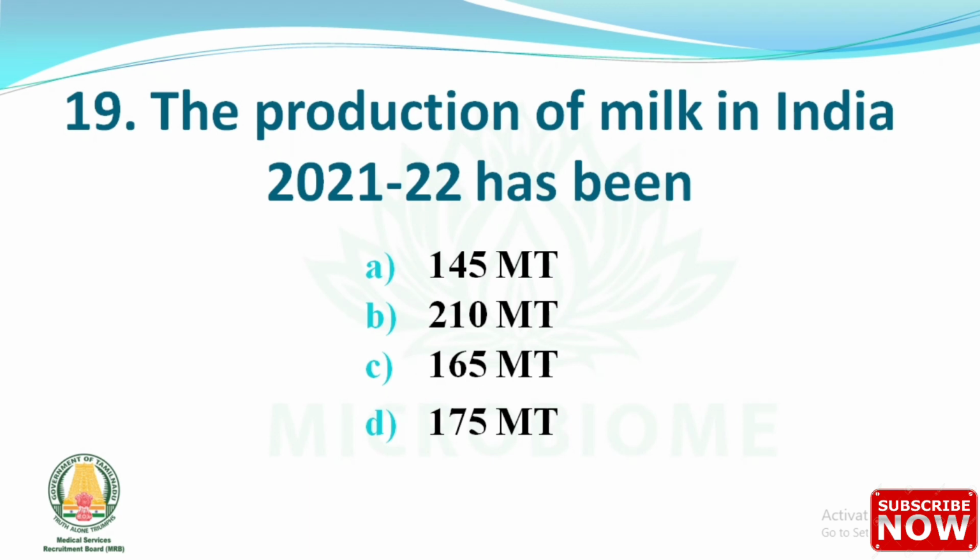And next, the production of milk in India in 2021 to 2022 has been? The options, 145 million tons, 210 million tons, 165 million tons, 175 million tons. The right answer, option B, 210 million tons.